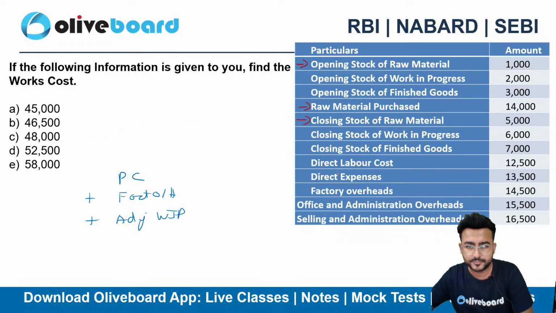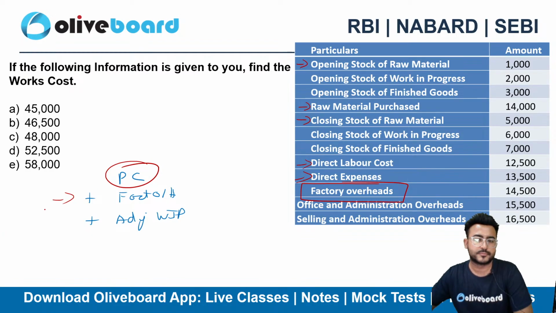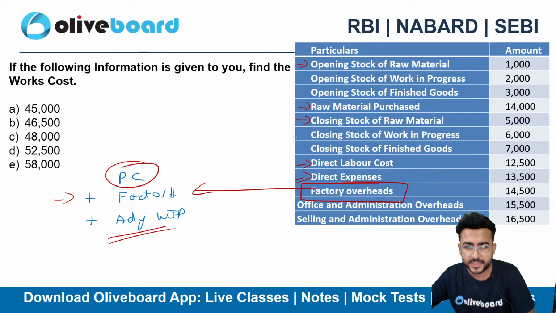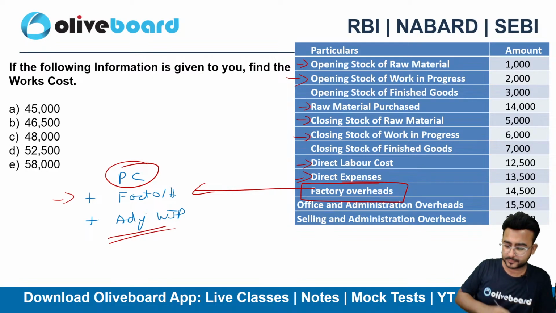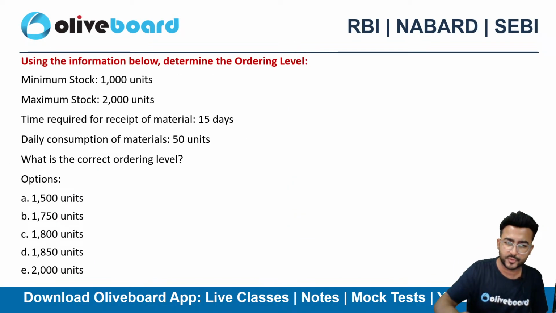Factory overheads, they have clearly given in the question. I have direct labor, I have direct expenses. So prime cost will be sorted here. What will be my factory overheads? Given in the question. Adjustment of WIP given in the question: opening stock of WIP, closing stock of WIP. So this will be a homework question for you guys, okay?